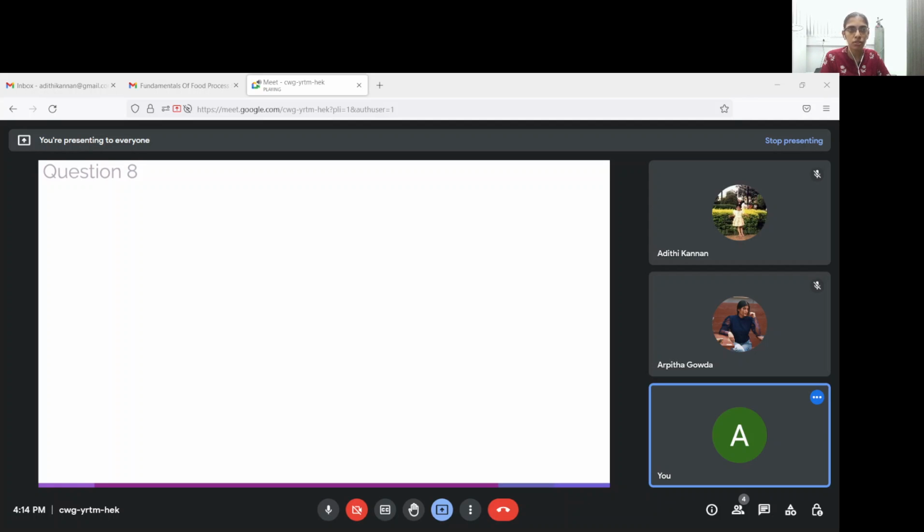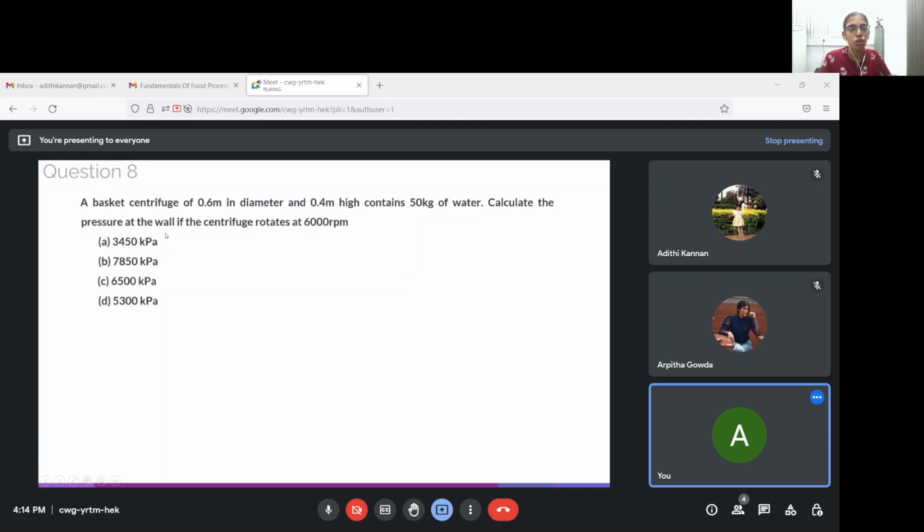Moving on to question 8. A basket centrifuge of 0.6 meter in diameter and 0.4 meter high contains 50 kg of water. Calculate the pressure at the wall of the centrifuge if it rotates at 6000 rpm. So, what law do we use? What equations or concept do we use to solve this problem? How do you find out the pressure at the wall of the centrifuge? The force that mainly acts on the centrifuge is the centrifugal force. So what is the formula for the centrifugal force?